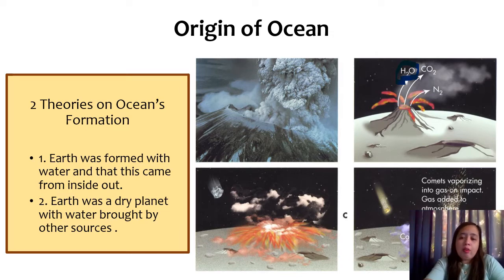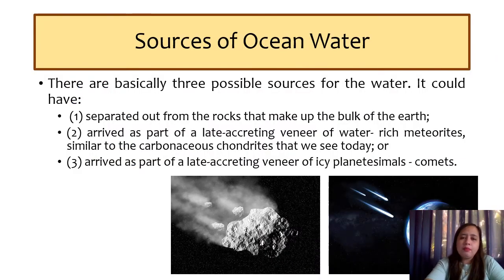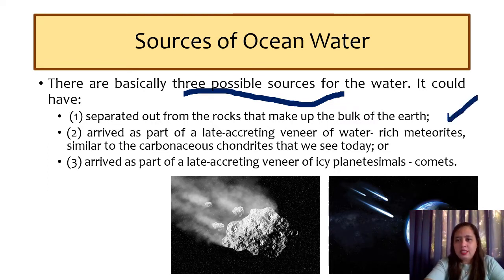Let's look at some of the evidence. Sources of ocean water: there are basically three possible sources of water in the primitive Earth. One, it separated out from the rocks that make up the bulk of the Earth. Isa yan sa theory. Two, it arrived as a part of the late accreting veneer of water-rich meteorites, similar to your carbonaceous chondrites.